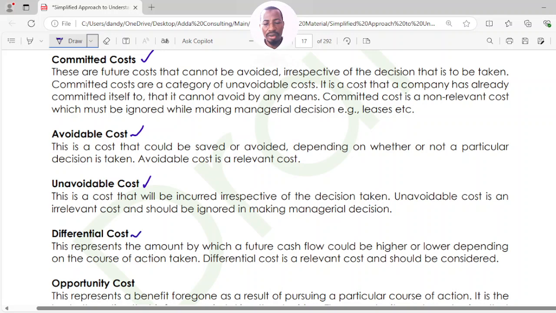The next one is differential cost. Differential cost is the amount by which a future cash flow could be higher or lower depending on the course of action that is to be taken. Hence, differential cost is a relevant cost and should be considered. So differential cost is just like additional cost, or you can say an incremental cost, because what you are trying to do is to compare between two alternatives. So it could be higher or lower depending on the course of action that is to be taken. So yes, that is differential cost.